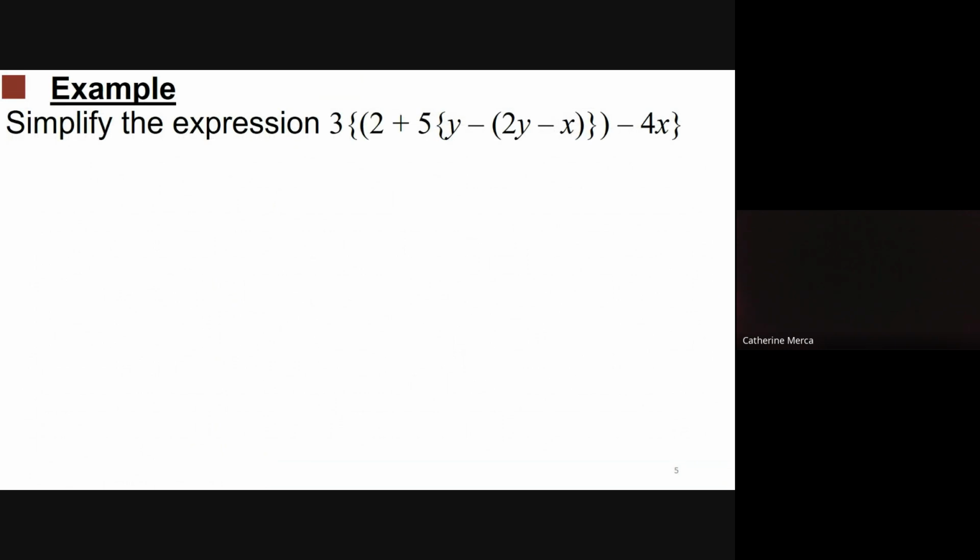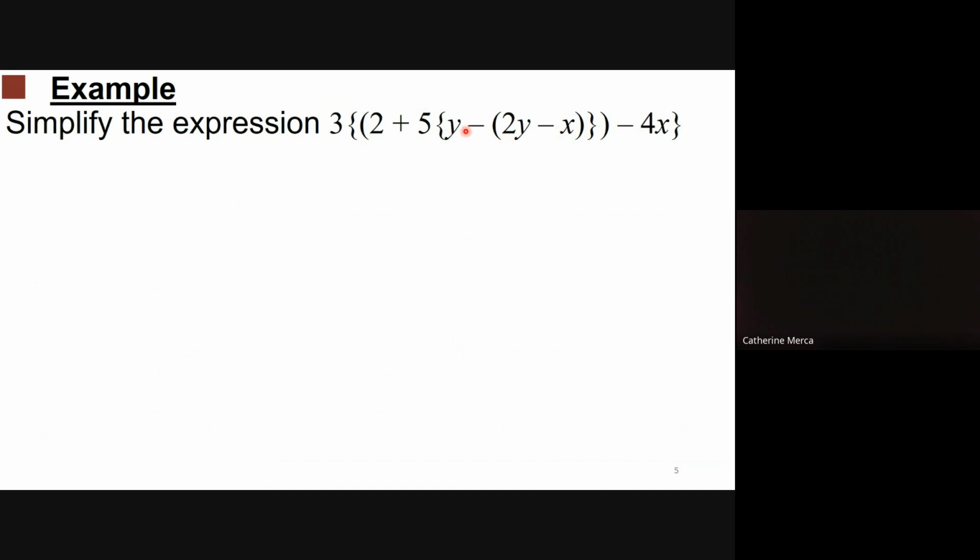For example, we have the following here. Let's get this one. Notice that 3 times the quantity 2 plus 5, and then you have your brace there, y minus, again, you have your parenthesis, 2y minus x, and then the closing parenthesis and brace, and again, a parenthesis, minus 4x. Notice that the innermost symbol of grouping is 2y minus x.